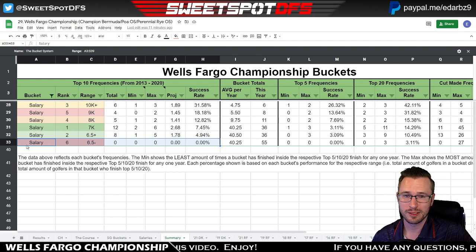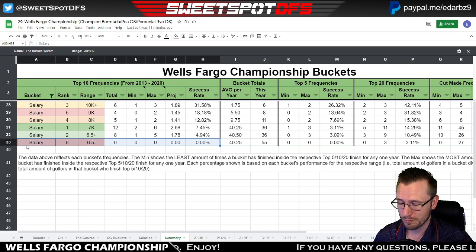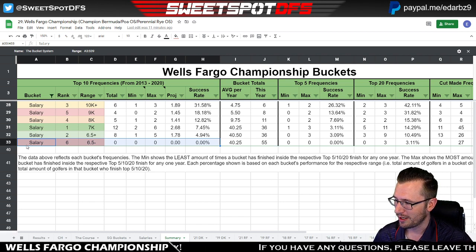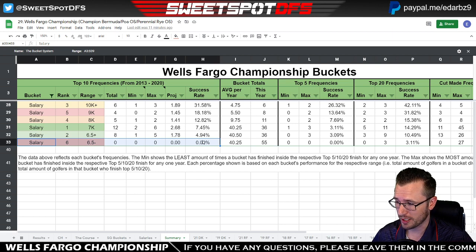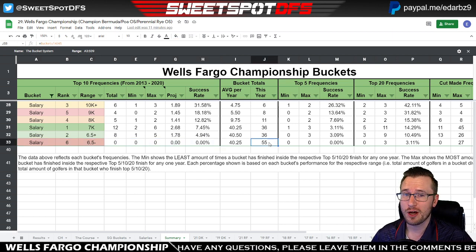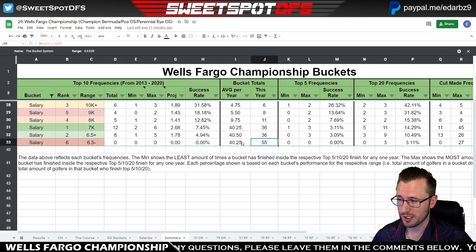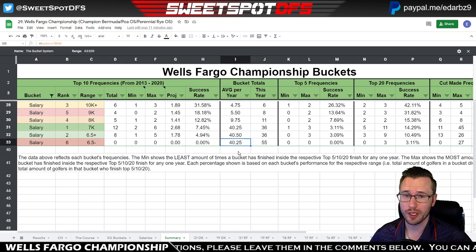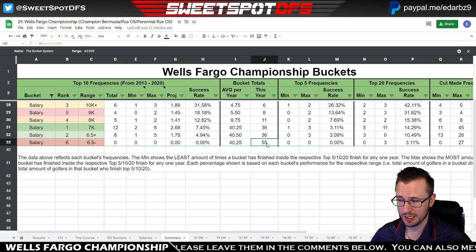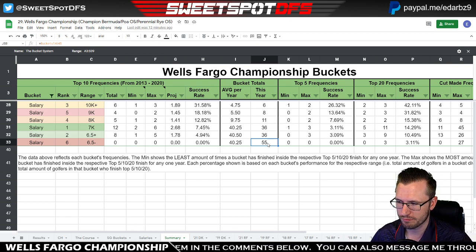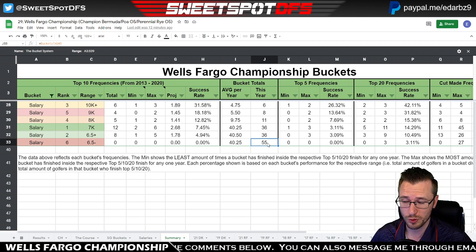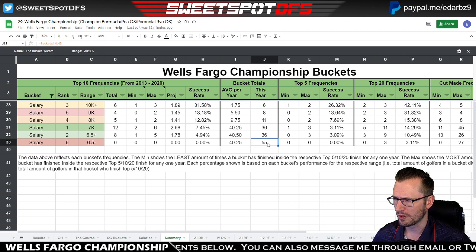This is the bucket that nobody likes. The below 6,500. This is where your bad golfers are from. They're all within this bucket. You can see we have 55 golfers in this bucket this year. On average, we see 40. So we have more golfers in this bucket this year than we've ever seen in the 2 years that I have salary stats for, 2017, 2018, 2018, 2019. Likewise, we see 36.